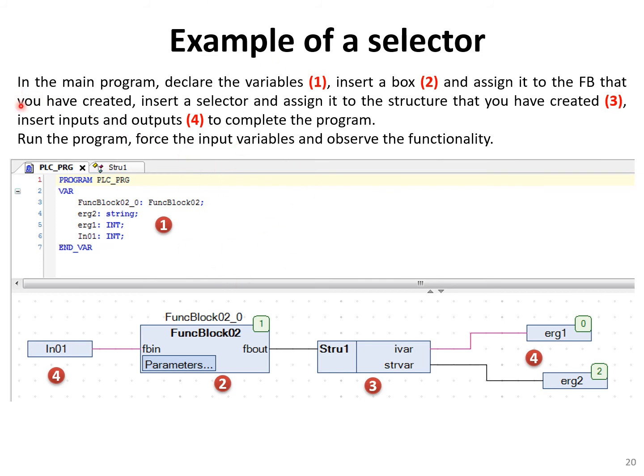In the main program now we want to use CFC, declare the variables, insert the box, and assign it to the FB that you have created. This time you have function block 02. Insert a selector and assign it to the structure that you have created. Insert inputs and outputs. These are inputs and outputs. To complete the program, run the program, force the input variables, and update the functionality. Okay, so if you manage to complete these two examples, then you are almost familiar with the CFC programming environment, and you could continue with other examples and exercises.